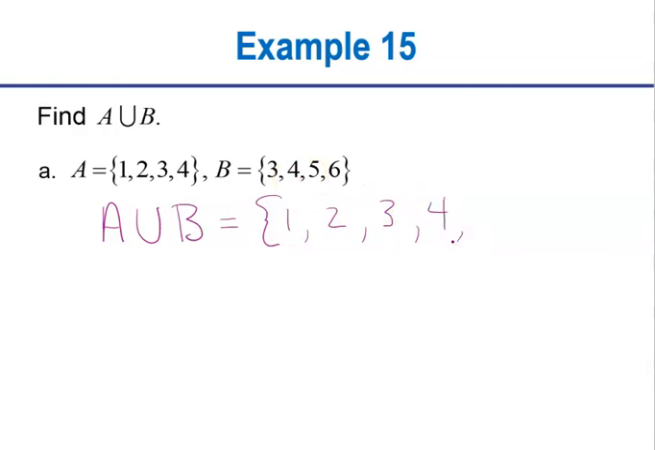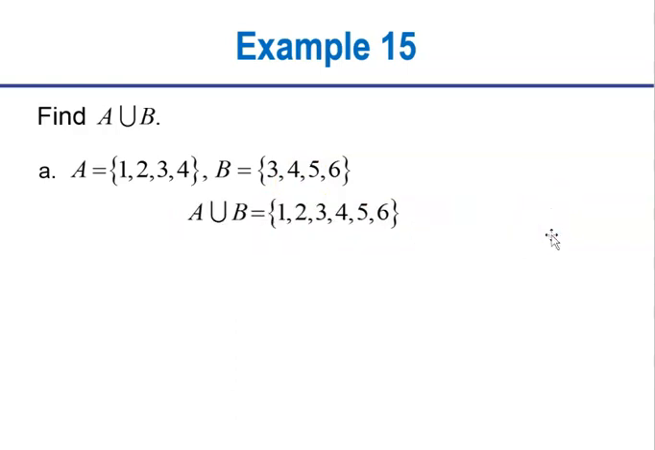Do you write it twice? Well, you would say no, right? Because you don't list elements more than once in a set. So we have 1, 2, 3, 4, and we've already written 3, 4 that's in B, and we need to include 5, 6. So there is the set A union B typed up. There you go, 1, 2, 3, 4, 5, 6.